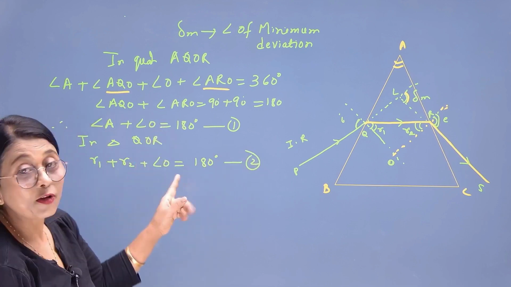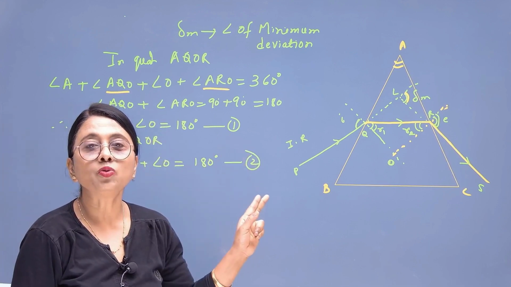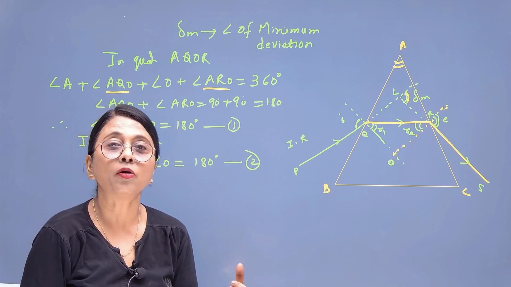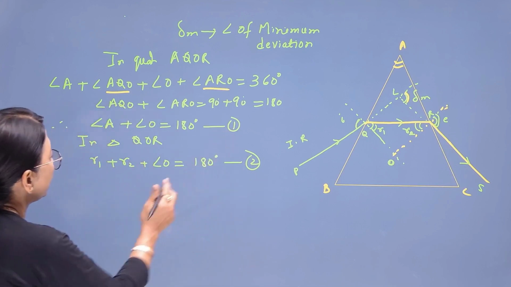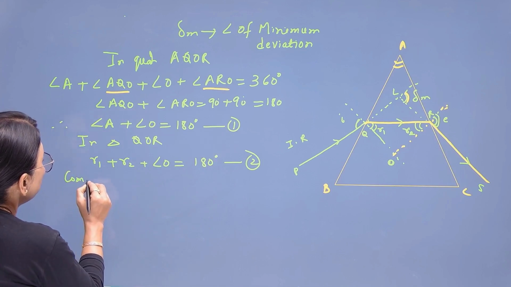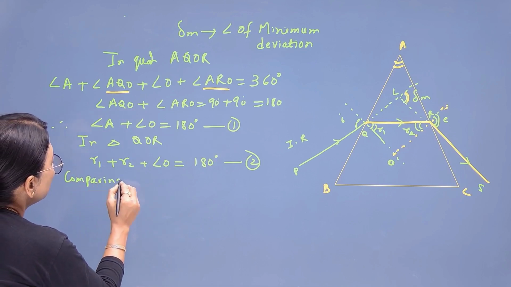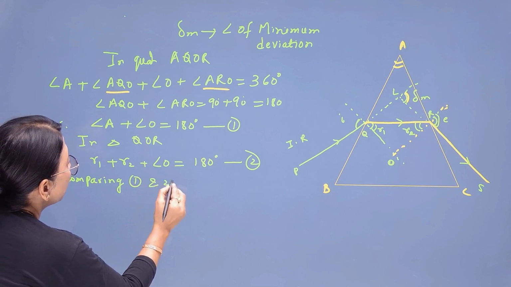Now you see both are 180 degree. We can compare these two and write one conclusion which is very important. एक छोटा सा फॉर्मूला आएगा लेकिन वो बहुत important है. तो कंपेयर करते हैं, comparing 1 and 2. If we compare 1 and 2, what we get?